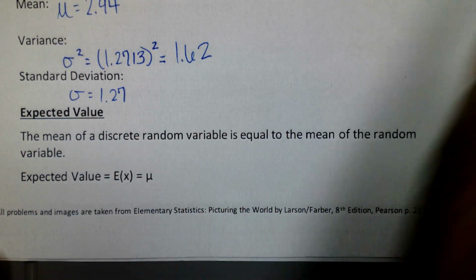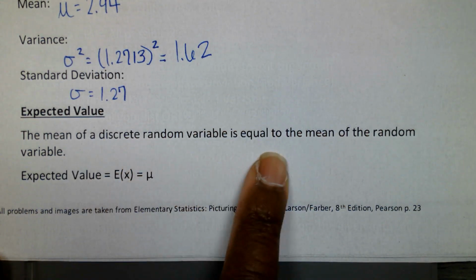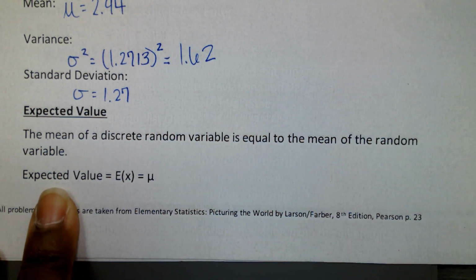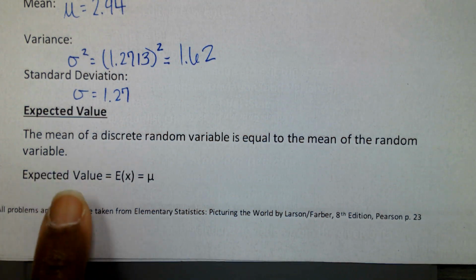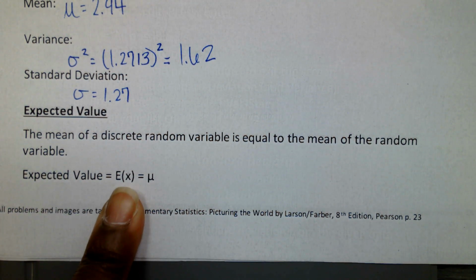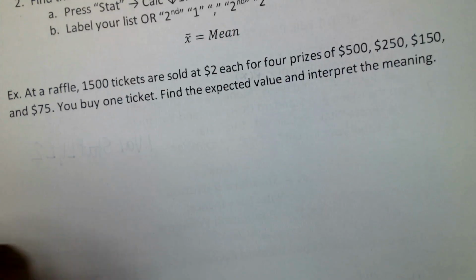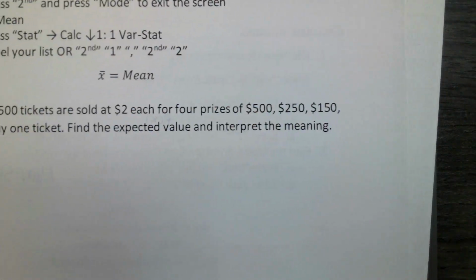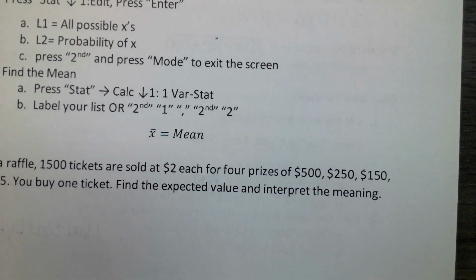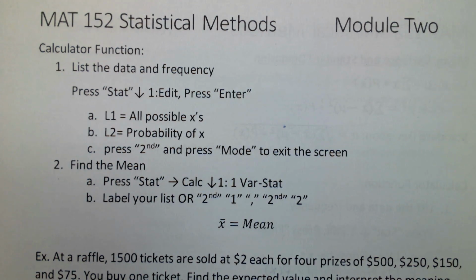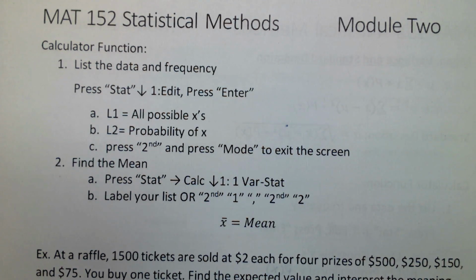So expected value is the mean of a discrete random variable. Whenever we see it, this is in your formula sheet as well. Expected value just means we want to find the mean. So expected value is what do you think you'll earn, or what do you think you'll lose when you're working with discrete times and pretty much gambling or raffling. I know it's bad.